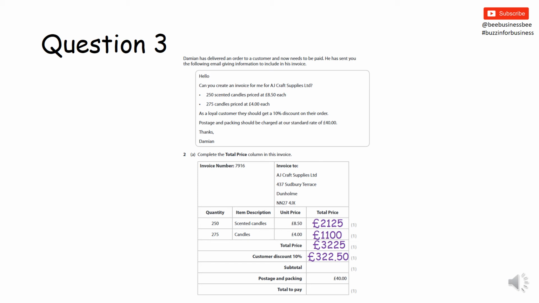You then need to give the subtotal, the amount that Damien has to pay. Now remember, he gets a discount, so you've got to take that away from the total price. So that gives you £2,902.50. You're being told that he has to pay £40 postage and packaging. So that gives him a total pay of £2,942.50 because he has to pay the packaging on top of the subtotal.